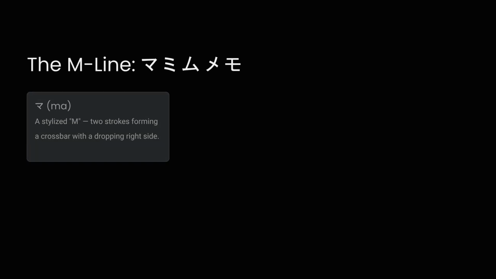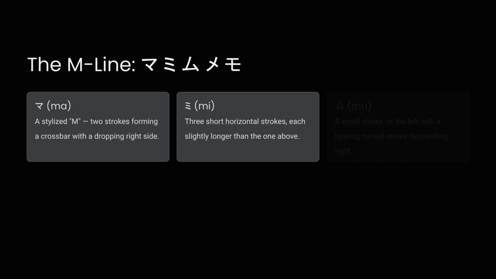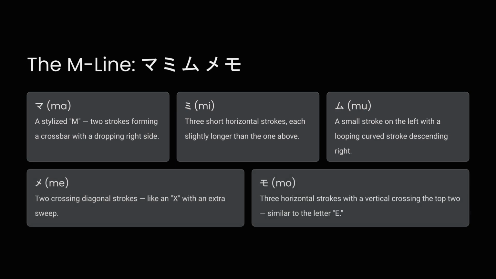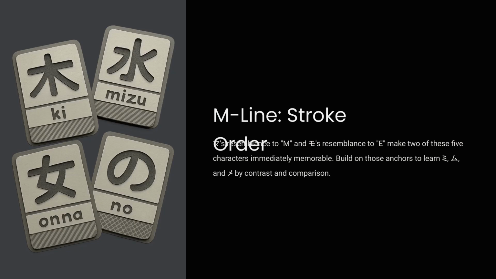Next is the M line. Ma, mi, mu, me, mo. Mi is a stylized M. Mi is 3 short horizontal strokes. Mu is a small left stroke with a looping curve. Me is 2 crossing diagonal strokes. Mo has 3 horizontal strokes with a vertical cross, similar to the letter E. Ma and mo are immediately memorable due to their resemblance to M and E. Use these characters as anchors to learn the others by comparing and contrasting their forms.